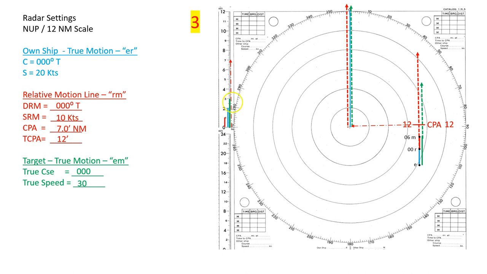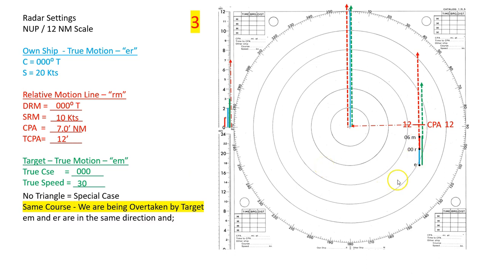So now, here I am. Again, there's no triangle. I just have a line, the triangle collapsed, that makes it a special case. And this is same course, but in this case, they're going faster. And since they're behind us, they are overtaking. So EM and ER are in the same direction. EM is them, ER is ours, and EM is longer than ER. They're faster than us. Therefore, they're overtaking us.